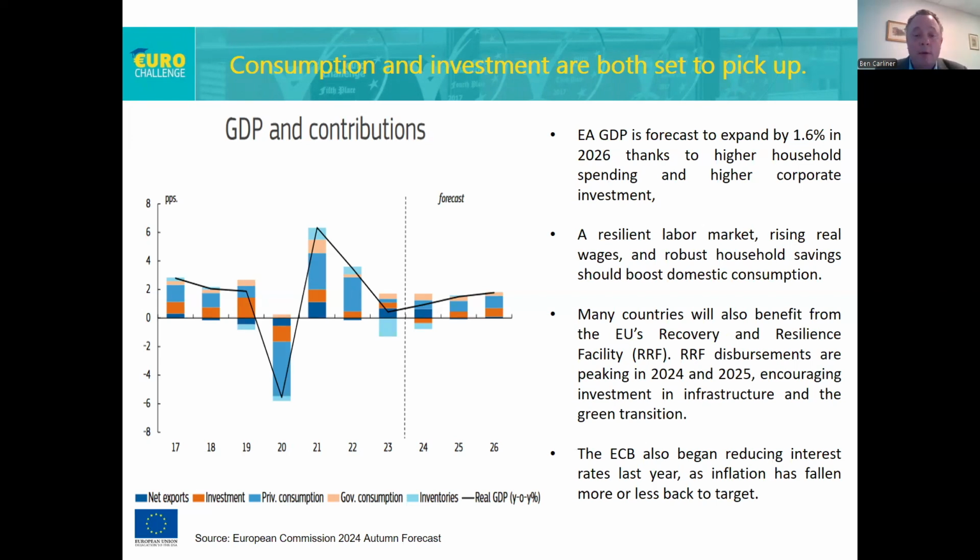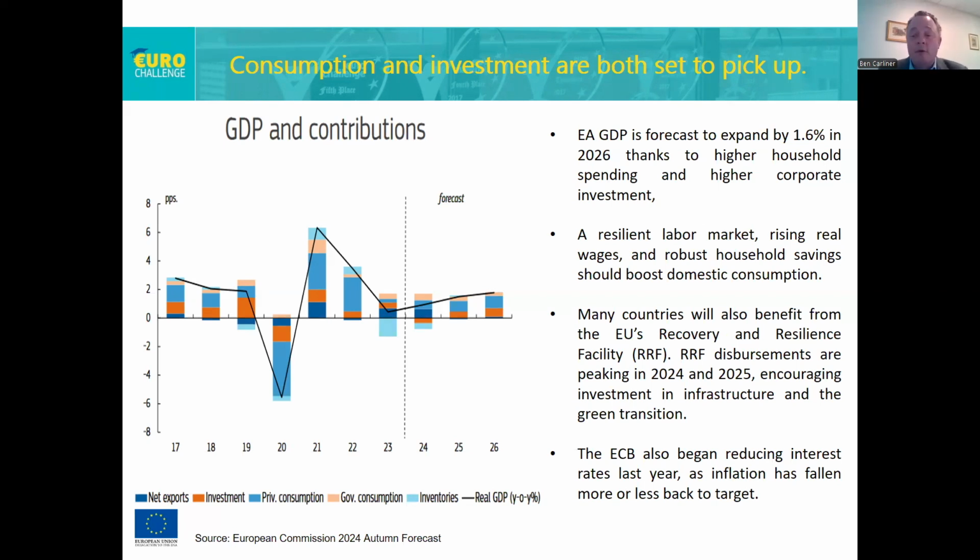Another thing that's happening that we'll talk about at the end is the EU's Recovery and Resilience Facility. This is a package of money that was created initially to help counteract the effects of the pandemic, but then it was sort of repackaged to deal with the energy price shock that came from the war in Ukraine.